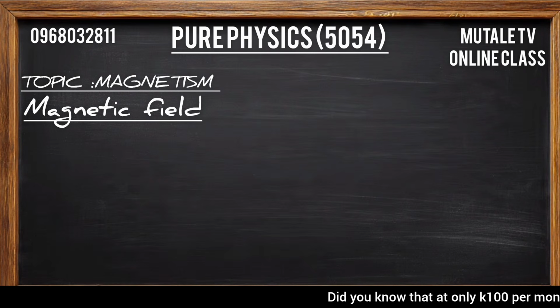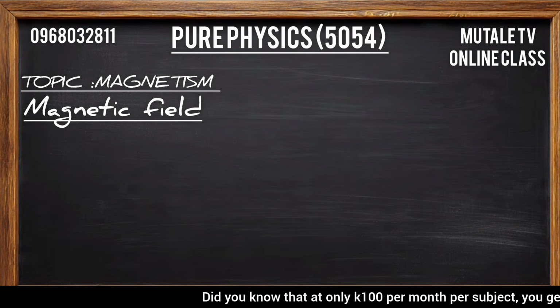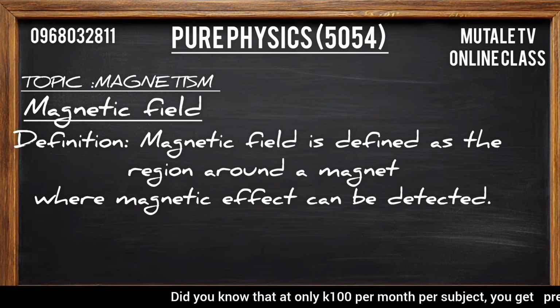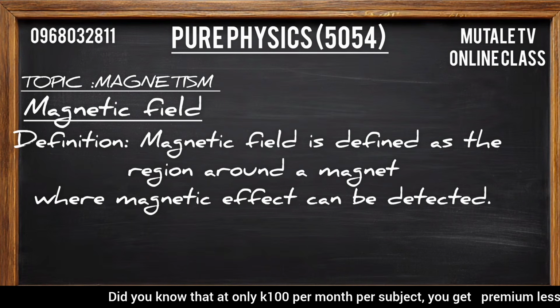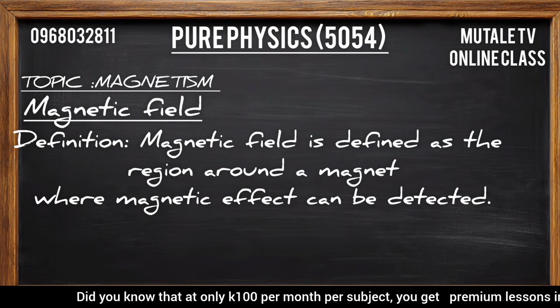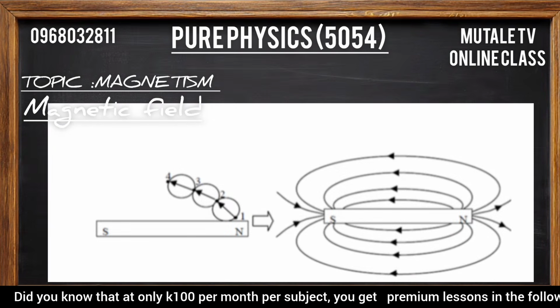Alright, so once we're done with that, we need to look at the magnetic field. We need to learn about the magnetic field. So we need to define what the magnetic field is. The magnetic field is defined as the region around a magnet where magnetic effect can be detected. So once you define the magnetic field, we need to know how to draw the magnetic field lines.